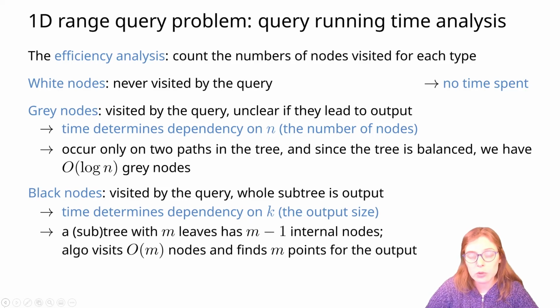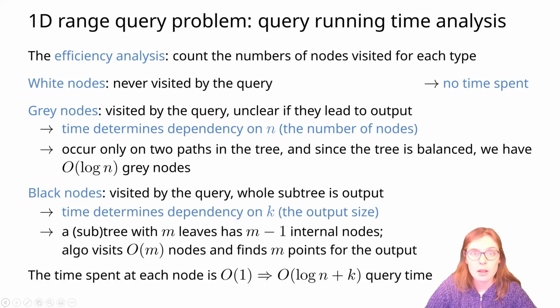And for the number of black nodes, we can observe the following. If a subtree has m leaves, then it has m-1 internal nodes. That's a simple observation. And that means that if we report m leaves, then we visit a linear number in m of other black nodes. So if k is the number of points that we report, then we visit O of k black nodes. The time we spend in each gray or black node is constant, so the total running time of the query algorithm is big O of log n plus k.